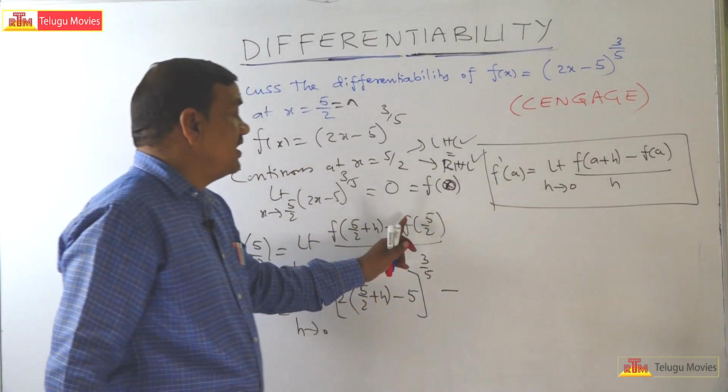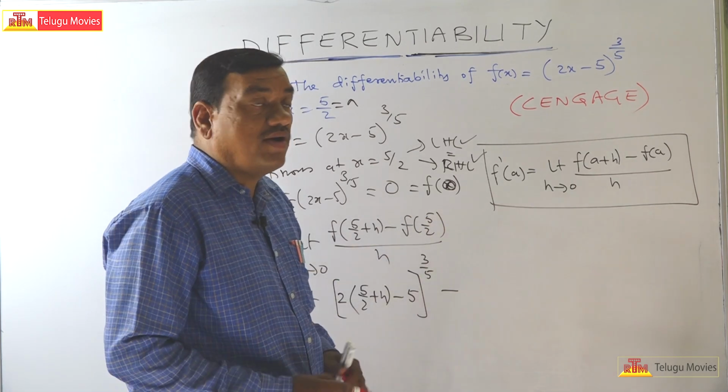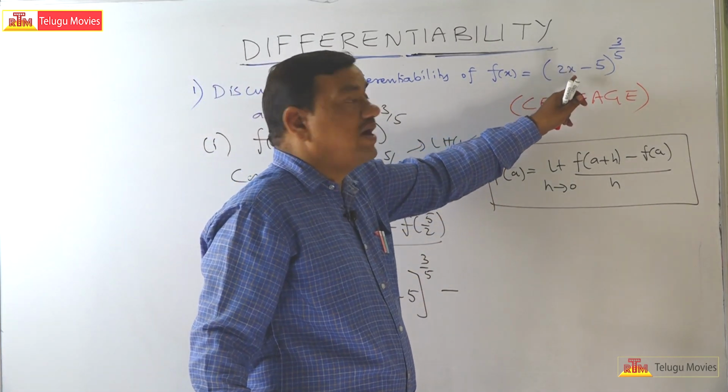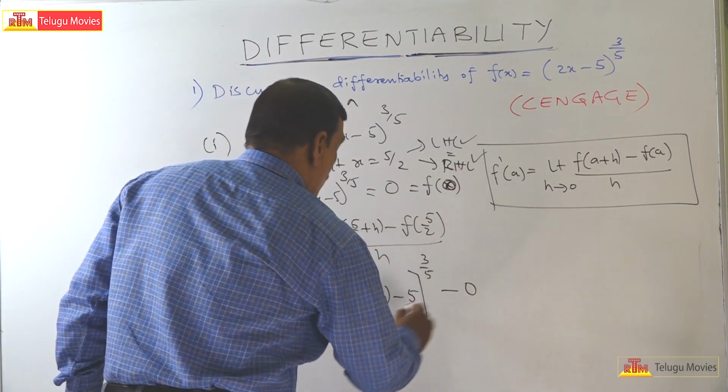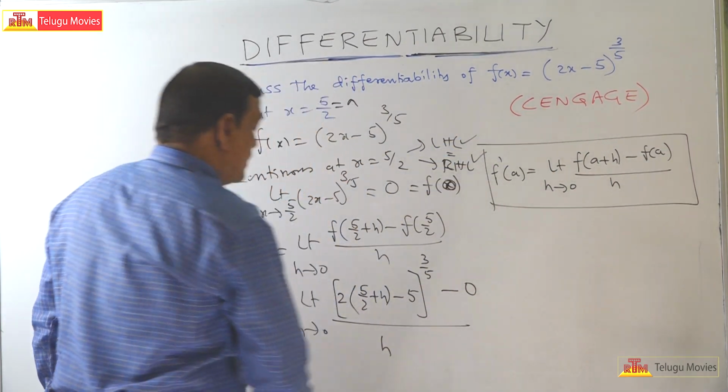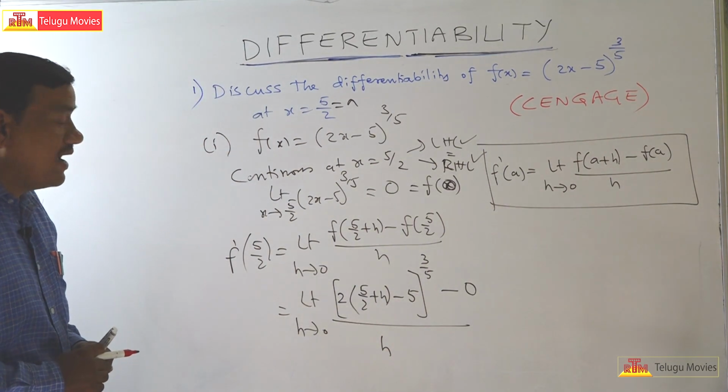Clearly, no need to check f of 5 by 2. The f of 5 by 2 value is 0: 5 by 2, the 2 will cancel, 5 minus 5 is 0. So this is 0 divided by h. Now, let us see what happens here.